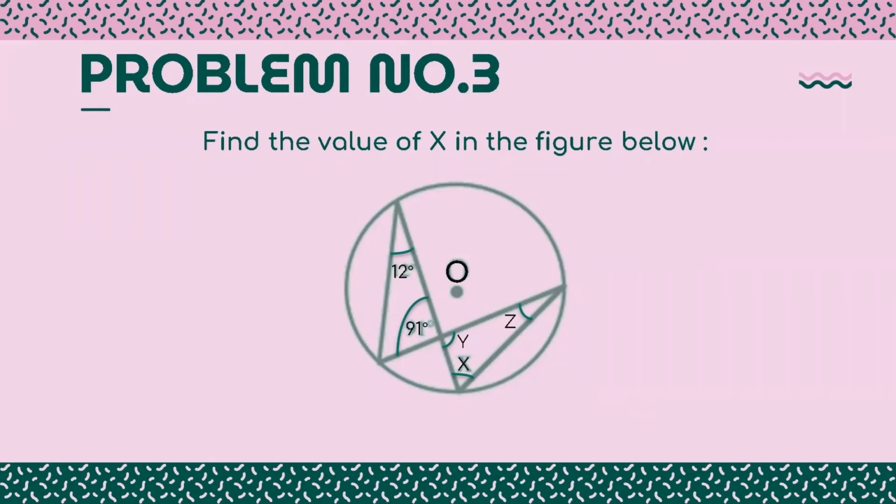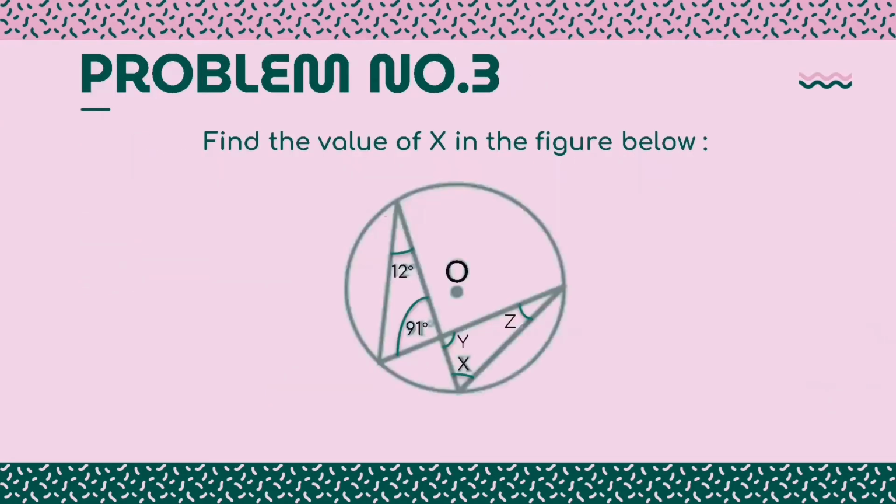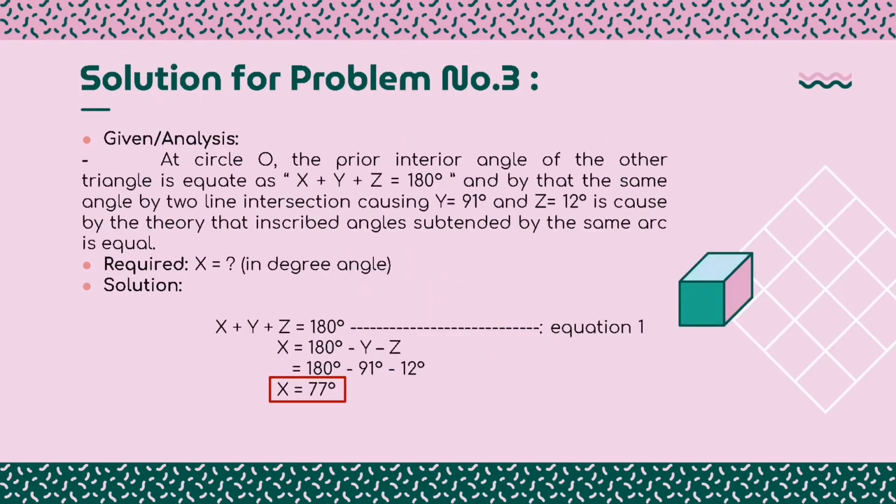So I am Ashley Lunod and I will explain problems 3 and 4. Problem number 3 is to find the value of x in the figure below. So at circle O, the interior angles of the triangle are equated: x plus y plus z is equal to 180 degrees. And also, angles 12 and 91 are equal since they are inscribed angles in the same arc. So we need to find the value of x, which is the other angle.